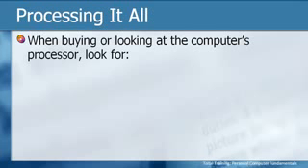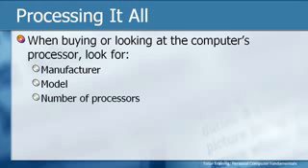Let's look at some examples. When you're buying or looking at the computer's processor, you need to look for several things. First of all, who's the manufacturer? What's the model? How many processors does it actually have? Remember that single core, dual core, quad core we talked about. And then what is the actual processor speed?